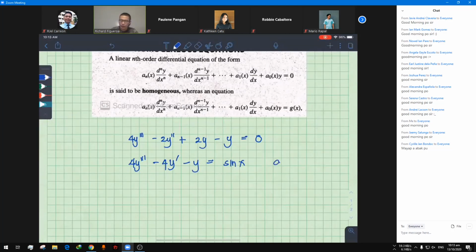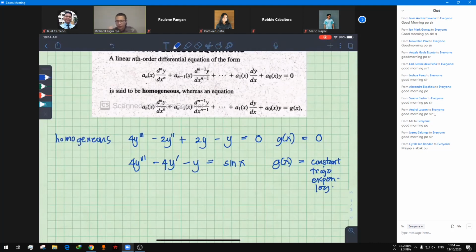So as long as we have a g of x included on our differential equation, that g of x could be a constant. Pwede rin kasi a constant. It could be a trigonometric function, an exponential function, a logarithmic function, or a transcendental function, or any other functions. Okay? So that is considered a non-homogeneous differential equation. If g of x is equal to zero, that is the one that makes it homogeneous.